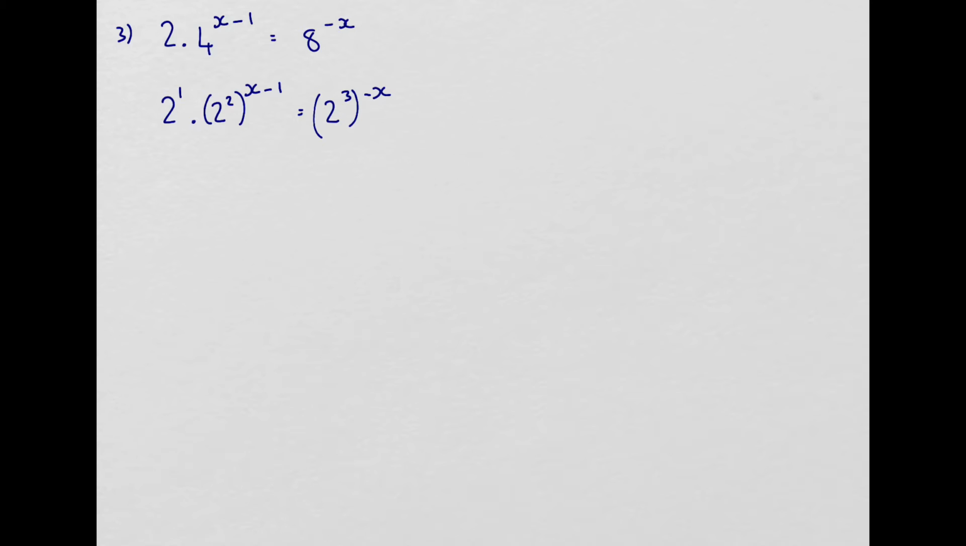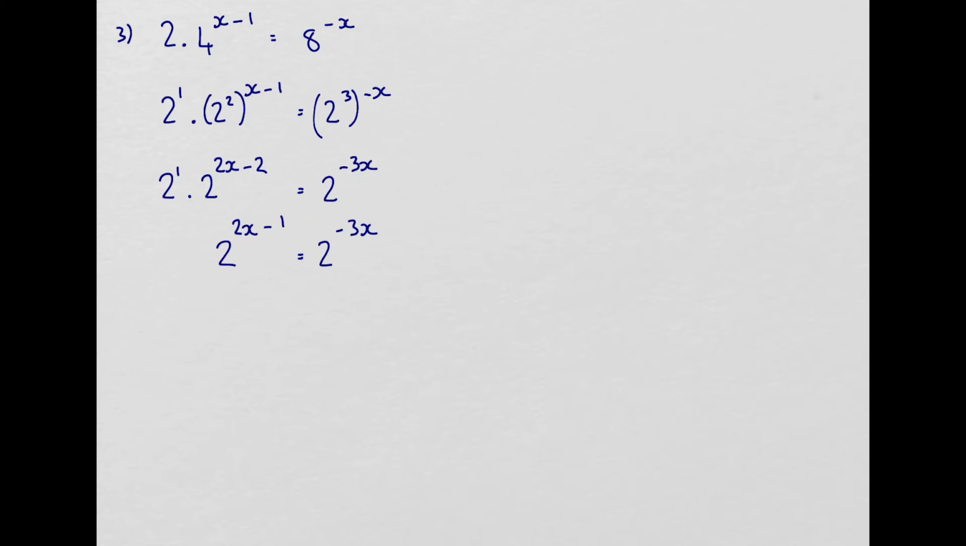Okay, so in the next step, we can distribute the exponent here to the x minus 1 on the outside. So we leave the 2 to the 1, and then we get 2 to the 2x minus 2. And we do the same on the right. We distribute the 3 to the negative x, so that we get 2 to the negative 3x. In the next step, we can now combine the 2 bases on the left-hand side. Because they are equal bases, we can add their exponents. Alright, so we are adding the 1, the 2x, and the minus 2. So start with the 2x, and then 1 plus negative 2 is minus 1. And then on the right-hand side, we have to the power of negative 3x.